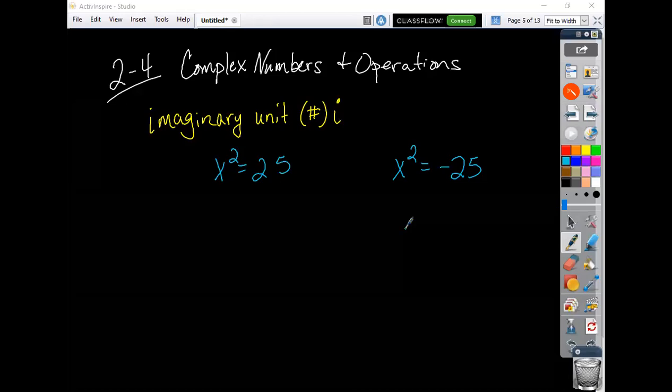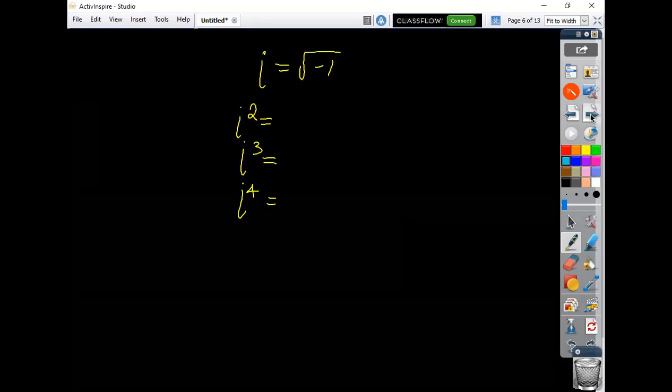All right, Algebra 2, Lesson 2-4, Complex Numbers and Operations. So the first thing is that we're going to have this thing called an imaginary unit or number. And what it is, let me start over on this page.